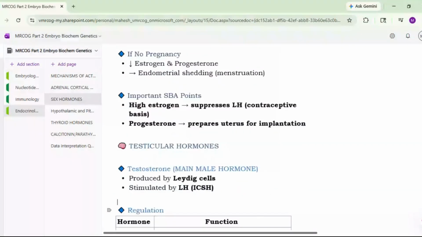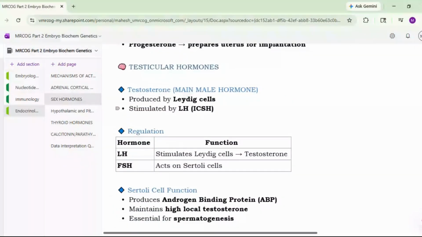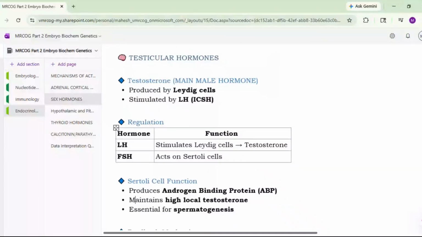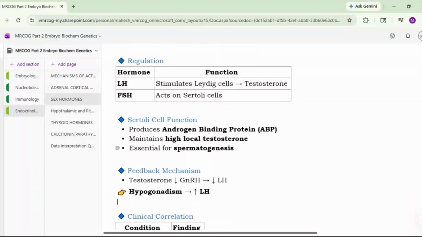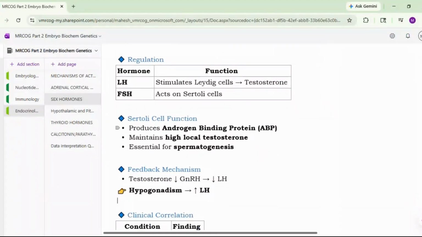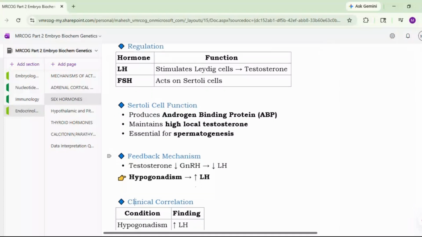Okay, now coming to the testicular hormones. So testosterone is the main male hormone. It is produced by the Leydig cells. It is stimulated by the LH. So LH is the hormone that stimulates the Leydig cell, which secretes the testosterone, while FSH will act on the Sertoli cell. And what is the function of the Sertoli cell? It produces the androgen binding protein. It maintains the high local testosterone, and it is essential for spermatogenesis.